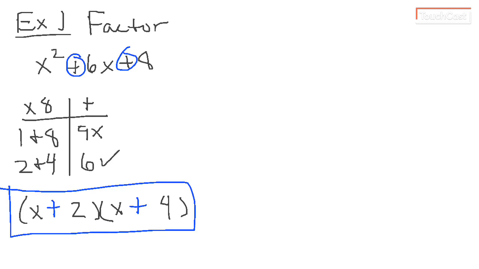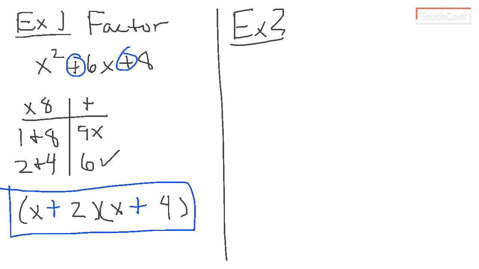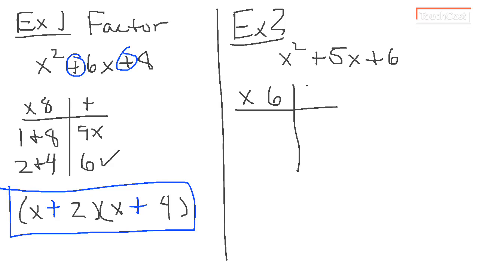Let's look at another example. We'll keep it up on this page. This will be our second example. Again, we're going to factor, but this time we're going to factor x squared plus 5x plus 6. So our goal is the numbers need to multiply to make 6, and we're trying to figure out which factors of 6 add to make 5.